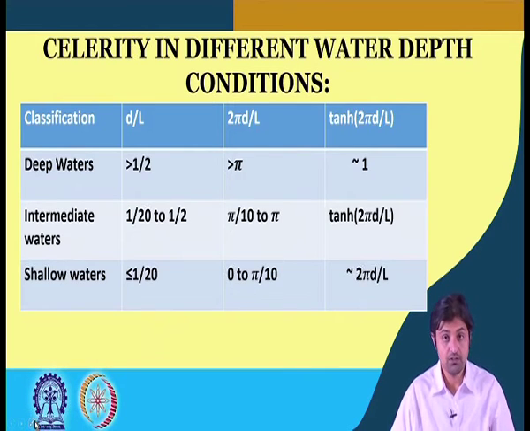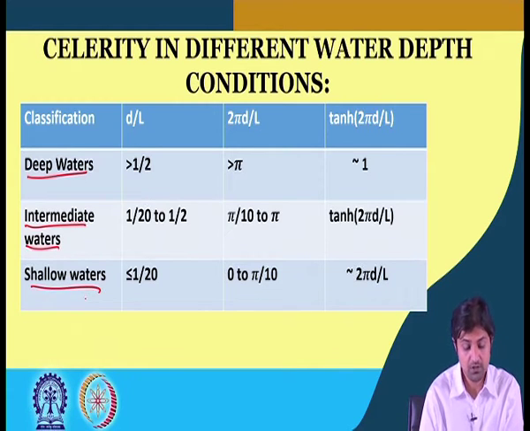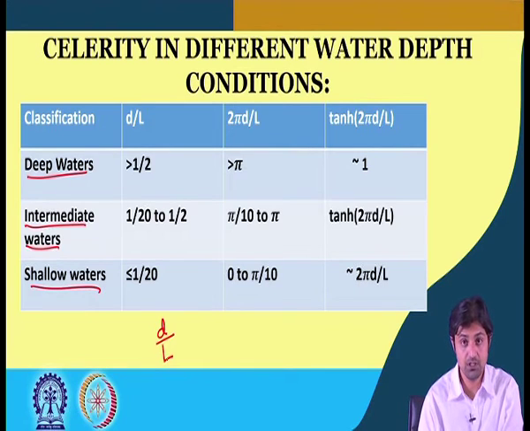All right, so this is a table, but first, without going into too much detail, I would like to say there are deep waters, intermediate waters, and shallow waters. What is the definition of deep water? Deep water means that the depth of the water divided by the wavelength of the wave, d by L, is greater than half.